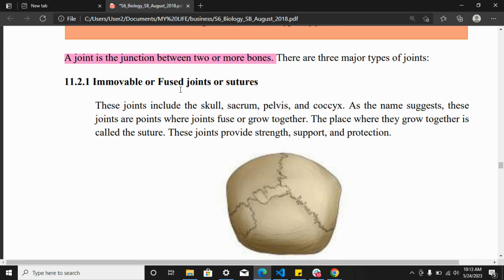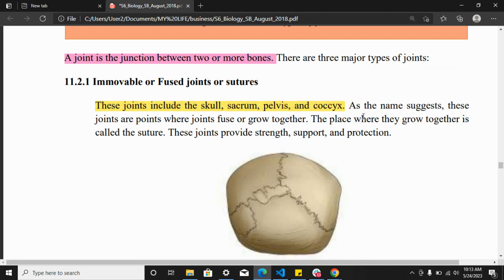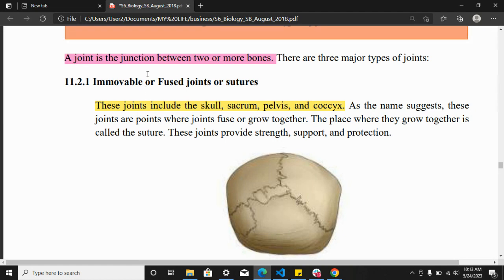Dufite rero three major types z'ama joints. Dufite fused joints or sutures cyangwa se immovable joints, sibyo? Nuvuga ngo this type of joints ziba muri skull cyangwa se ku mutwe, zishobora kuboneka muri skull, muri sacrum, muri pelvis ndetse no muri coccyx. Ni ukuvuga ngo ni ahantu aho bones ebyiri zihurira, ariko immovable, because tubivuge kuri sacrum twavuze yuko the sacrum iri joined n'ama vertebrae atanu, ari very fused, ariko there is no motion. So rero the fused joint tushobora kuzibona hose, sacrum, pelvis, coccyx ndetse na skull.